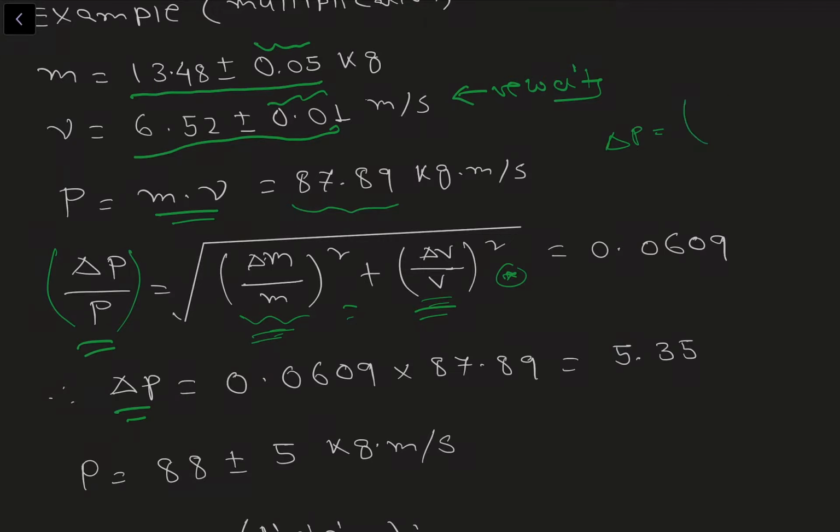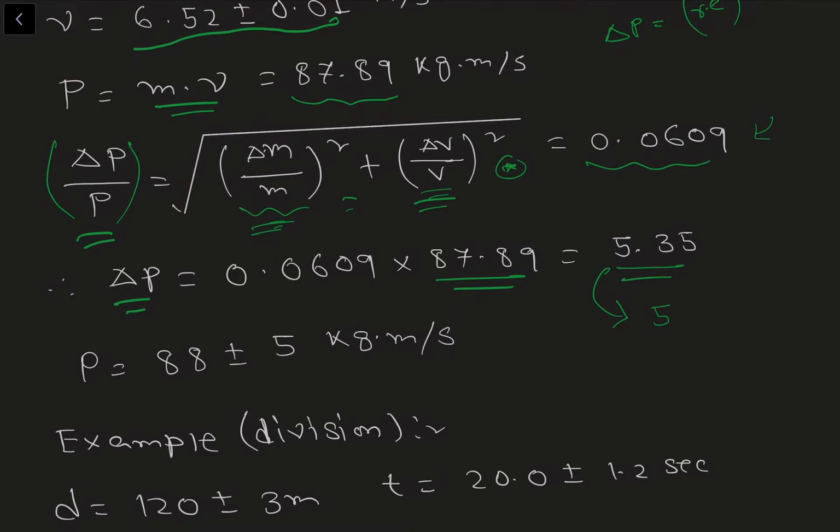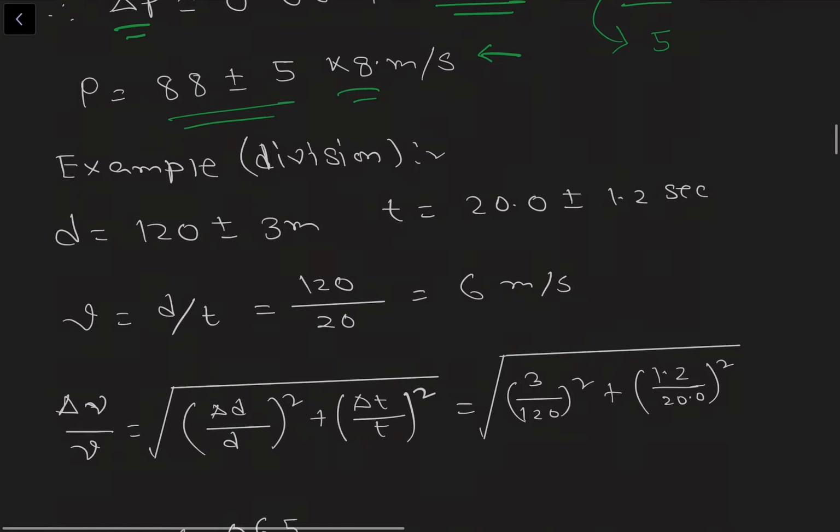Now the absolute error delta P will be relative error into P. The relative error is coming out to be 0.0609. This is the relative error of momentum. We are multiplying it with the value of momentum. It is coming out to be 5.35. Now as we said earlier, we have to represent error in a single significant digit. So we are considering it as 5 and we are writing 87.89 as 88. So our measured value of momentum will be 88 plus or minus 5 kg meter per second. That's how we have to write our momentum.